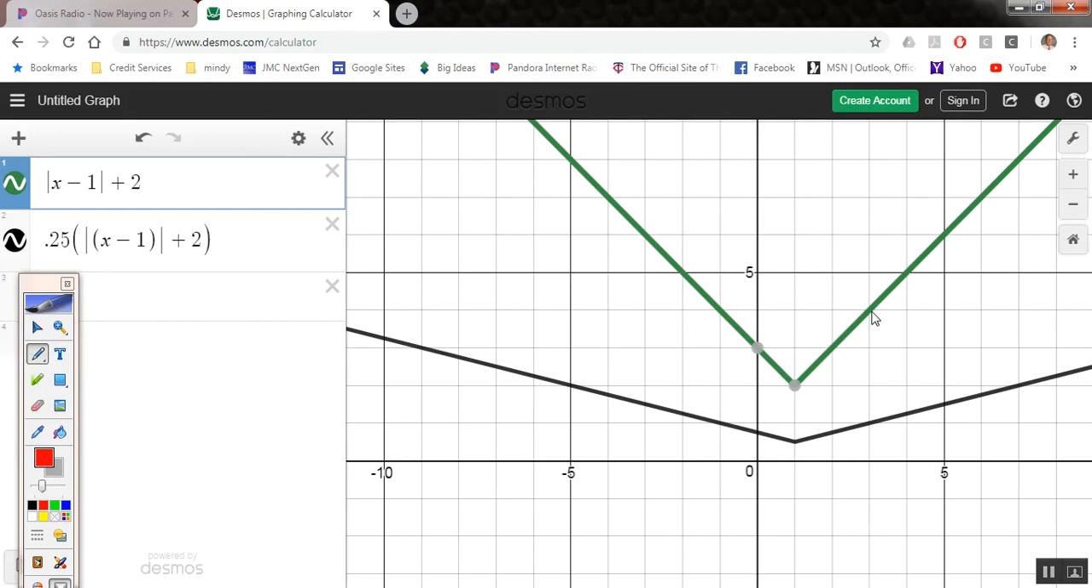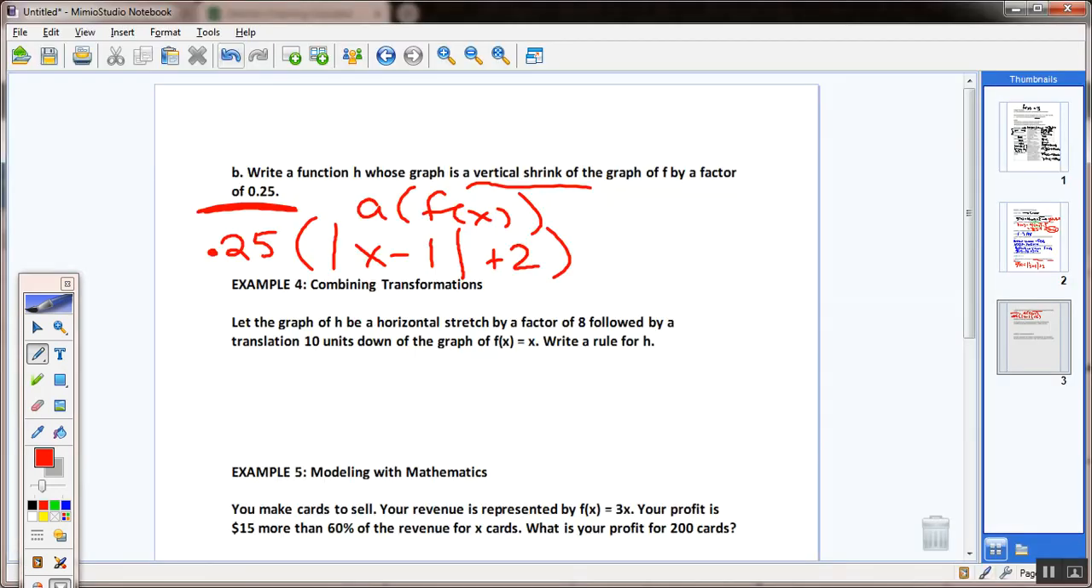Now again, why did I have to put parentheses around all of this, kids? Why did I have to put parentheses around all of this with the 0.25 out front? Whenever you do a shrink, it has to be inside the parentheses. If you're going to shrink vertically or stretch vertically, you've got to have 0.25 times the whole function. And our whole function to start with was this in parentheses, right? So keep that in mind.